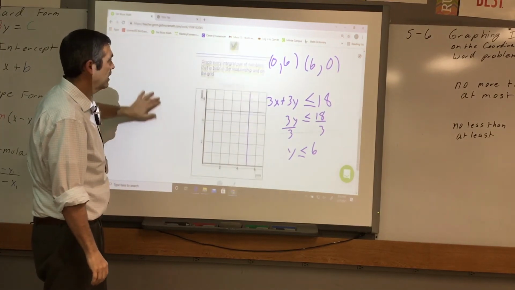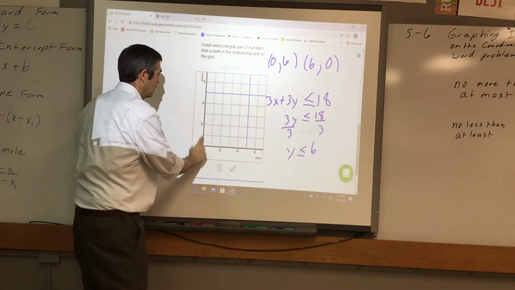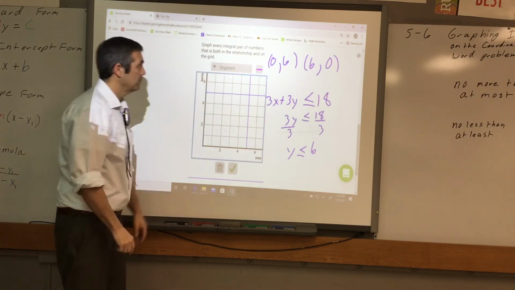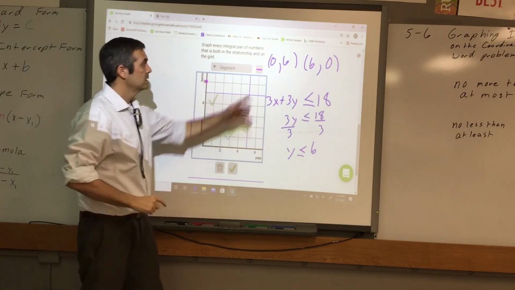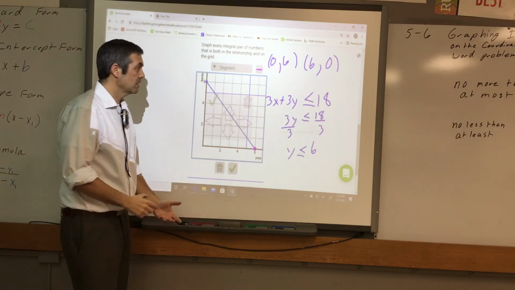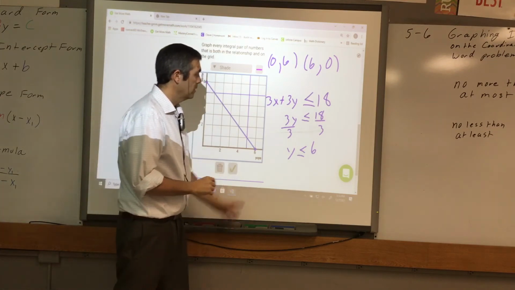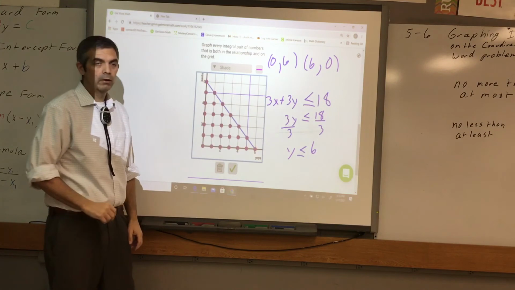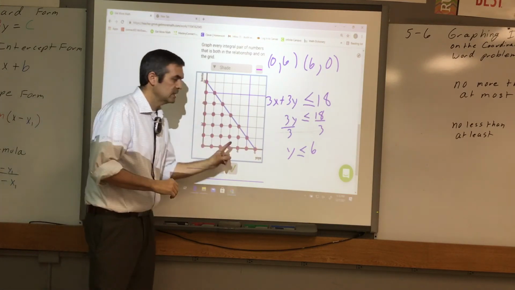So we're going to come down here and graph, and we're going to graph our x and y intercepts. Right? 0, 6. And again, we want a line segment because of the way the word problem's worded. Okay? And then 6, 0. So now we have our line segment, and then we want to shade. Now, it's going to shade y is less than or equal to 6. So everything below there.